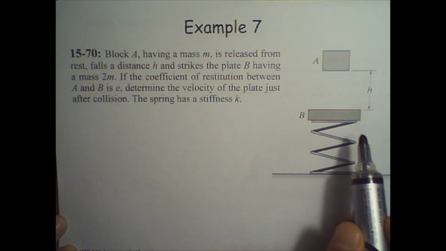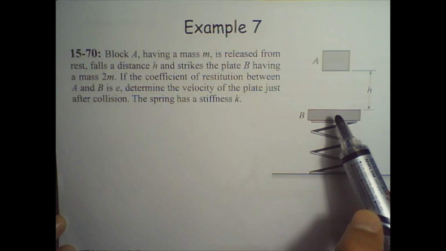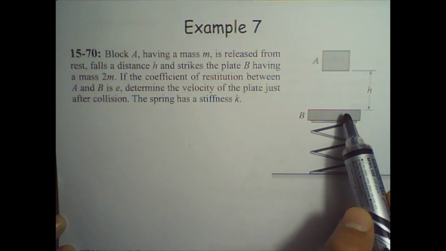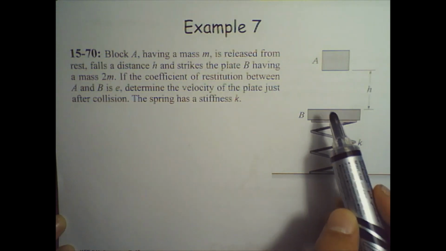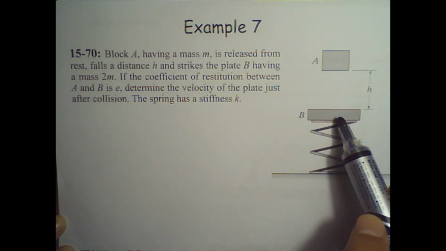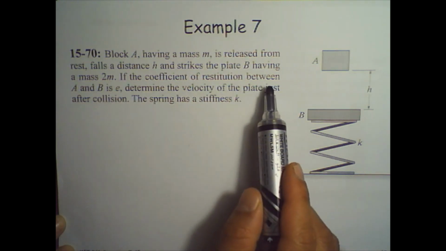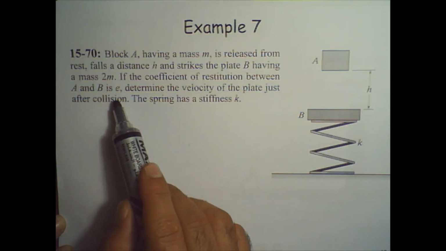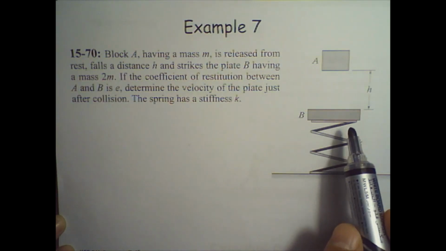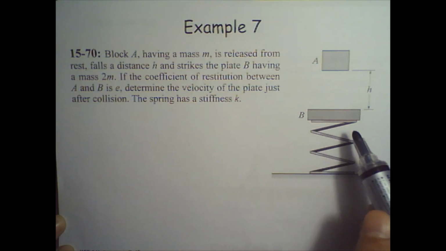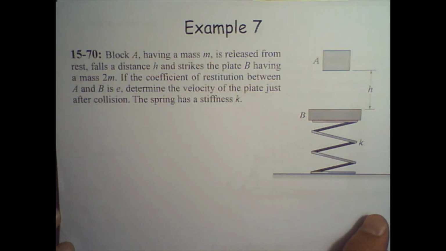Here we are still dealing with impulses and momentums, and we have block A falling on block B in this example, and we would like to find the distance that the spring is going to be compressed as a result of this collision between block A and B. They tell us that the coefficient of restitution between A and B is e, and we need to find the velocity of the big plate after this, and then we can find obviously the deflection of the spring after this whole thing.